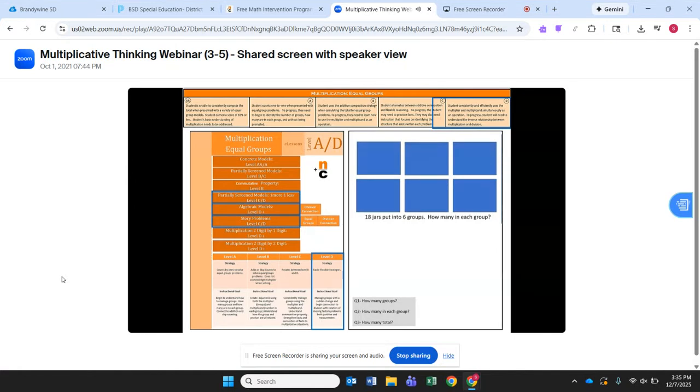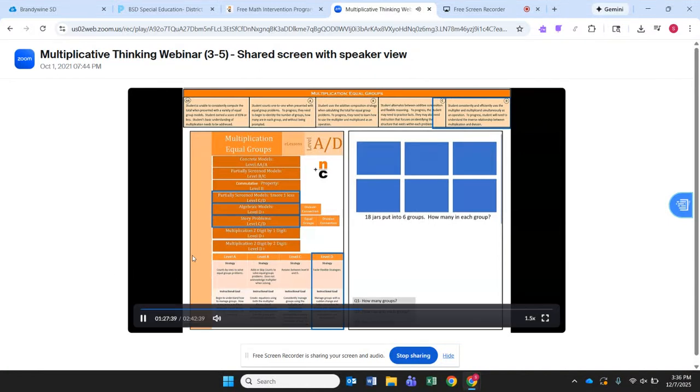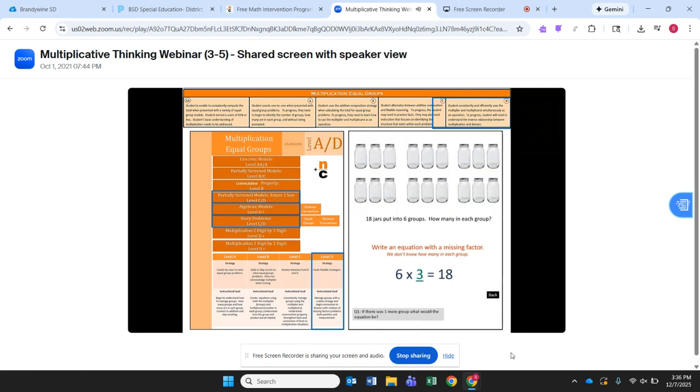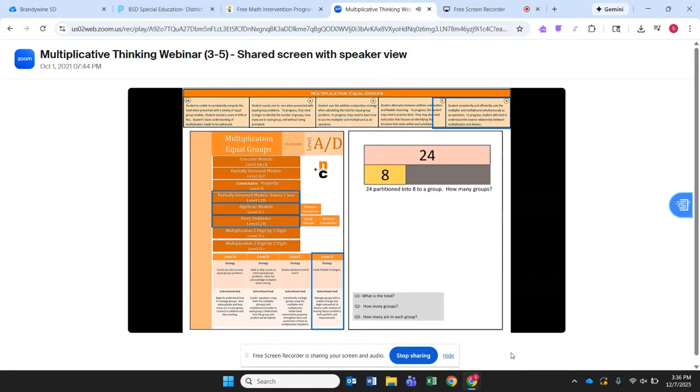Now this is a partitive division problem. But again, we're not solving it in the division way. What we're doing is we're solving it with a multiplication equation with a missing factor. So we know there's 6 groups. We don't know how many in each group. So again, the equation is going to look different. Now it's 6 times because we know how many groups, but not how many in each group, and equals 18. Again, 6 times what equals 18 equals 3. So we're making a division connection. We didn't say the word division. We're still solving it through missing factors. And again, the same one, a different model, 24 partition 8 to a group.